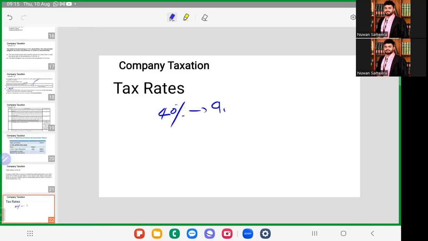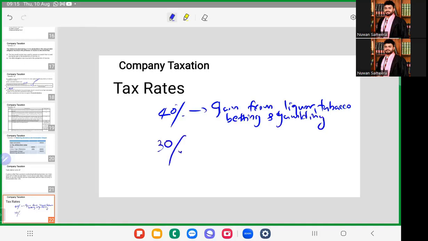Liquor, if there is any gain from liquor, tobacco, betting and gambling. So all other income you need to tax at 40%. Balance taxable income.